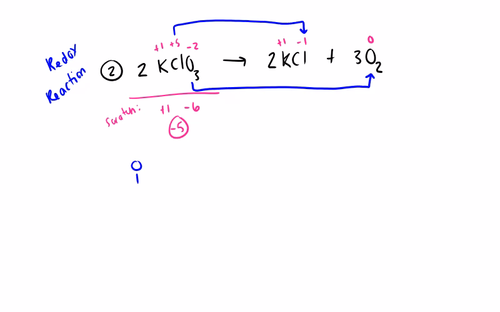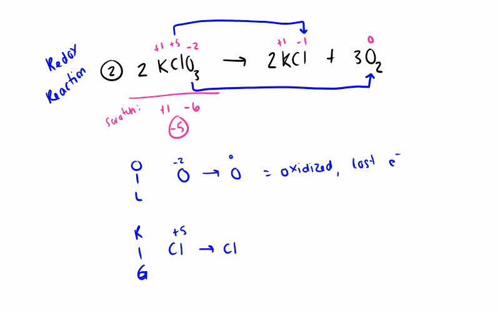So somebody was oxidized, oil rig. So oxidation is losing electrons and becoming more positive. So that was actually oxygen this time. It went from -2 to a 0. So it was oxidized because it lost electrons. So chlorine went from +5 to -1. It was reduced because it gained electrons.